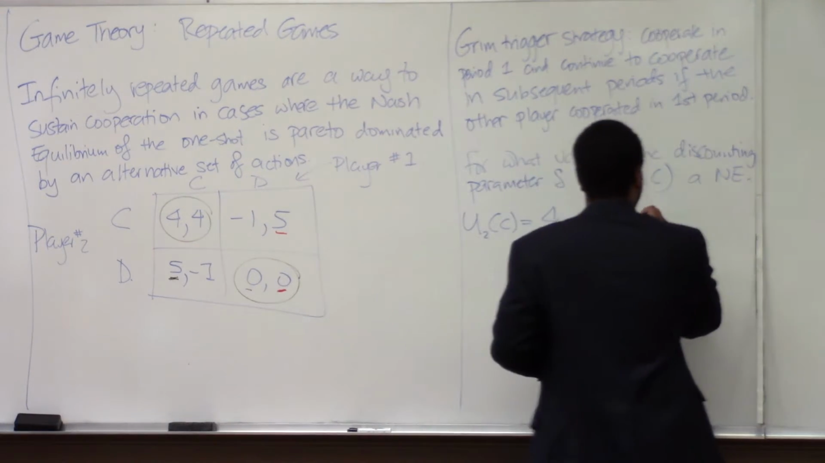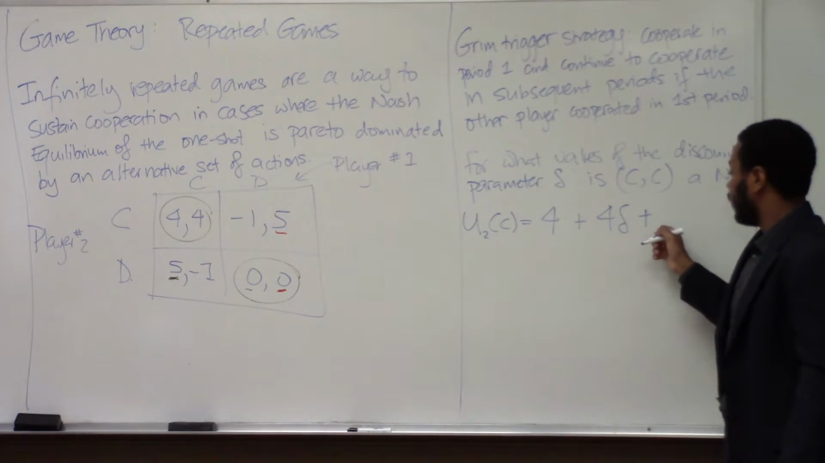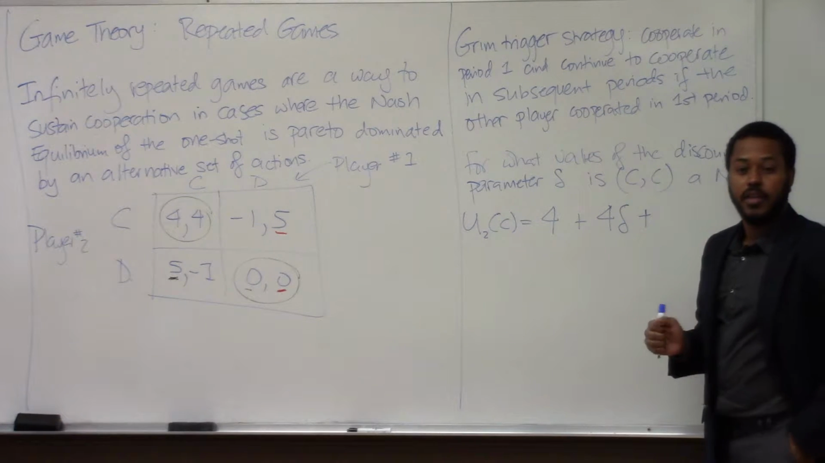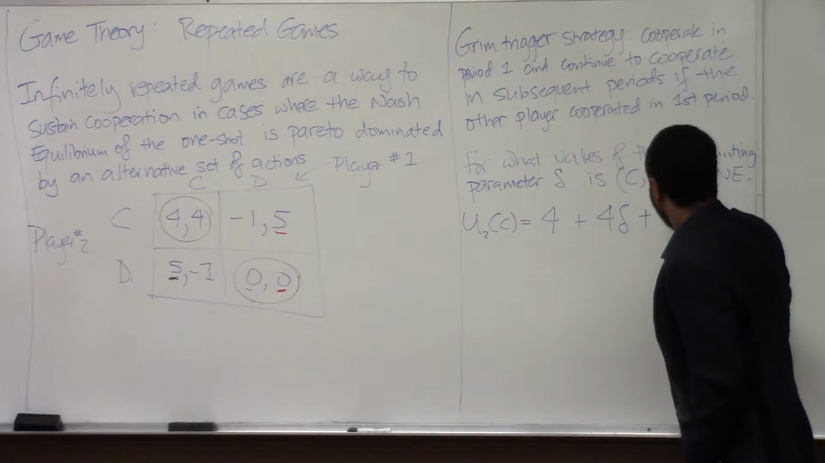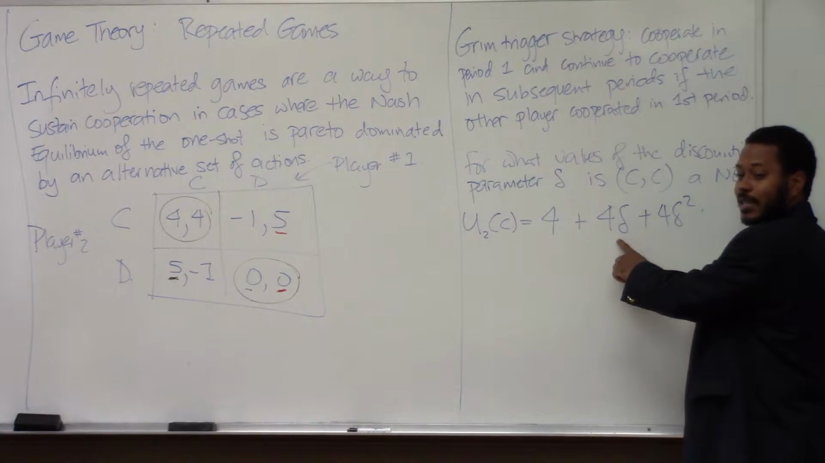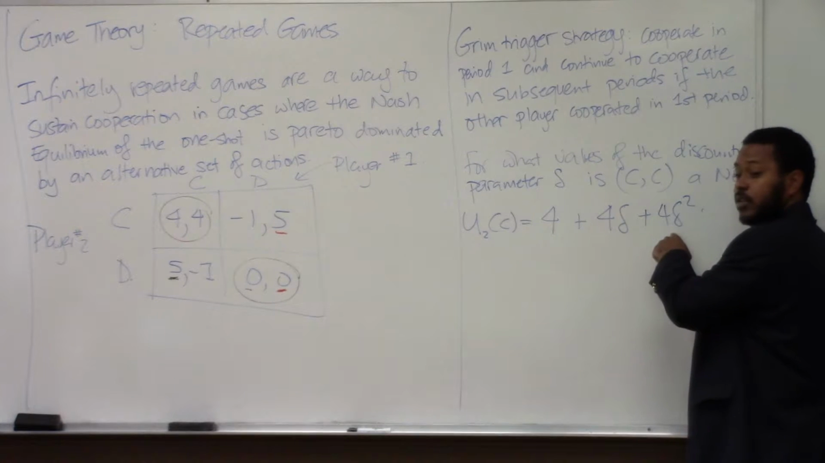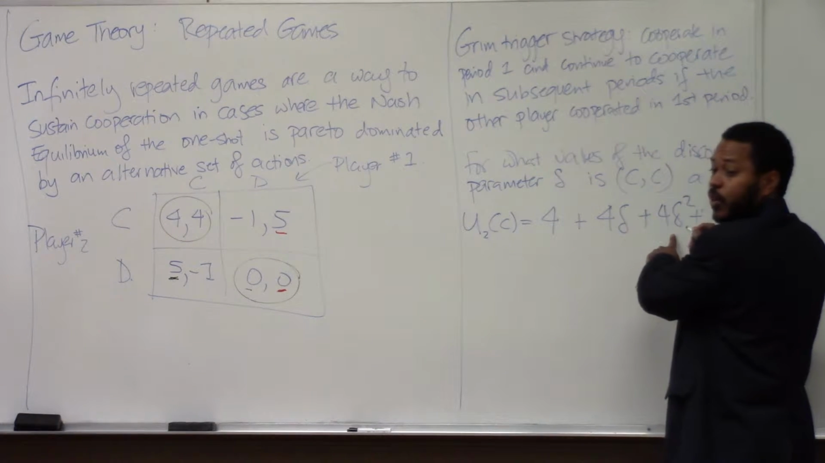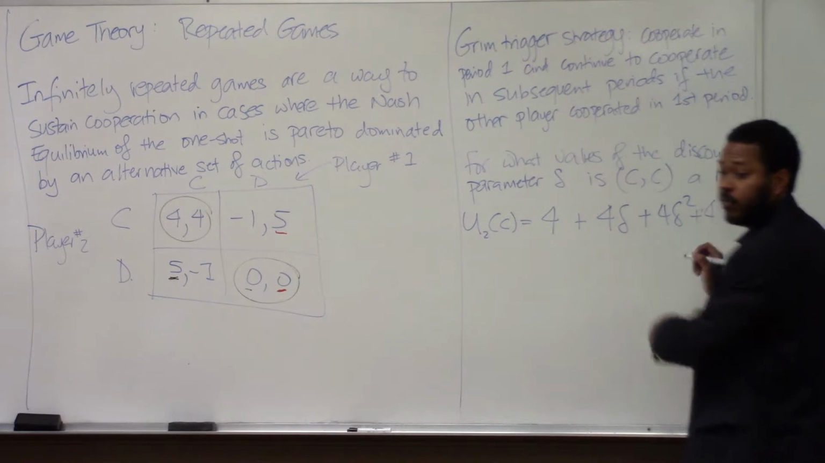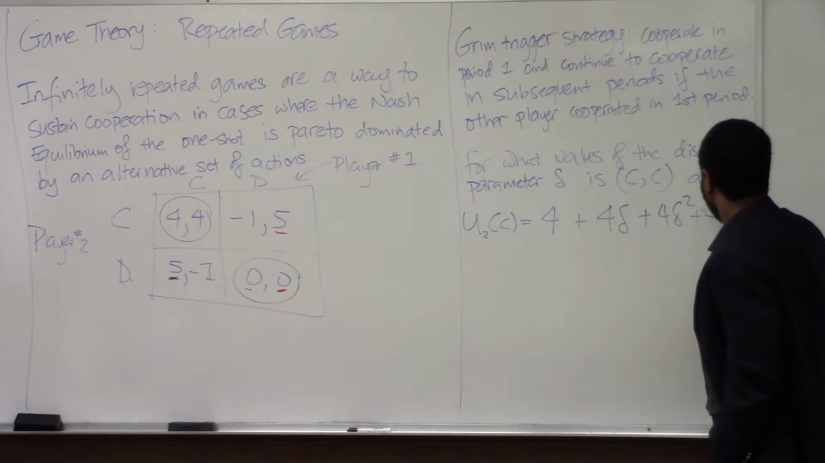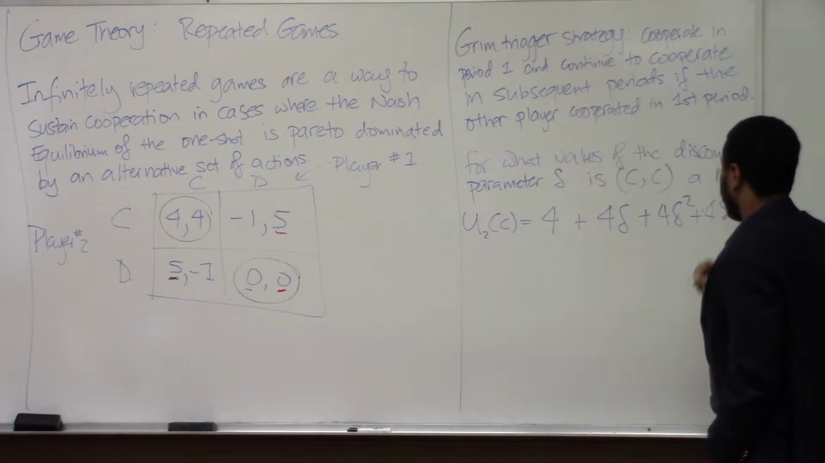And what's going to be the utility in the third period? Delta squared? Yeah, 4 times delta squared, because tomorrow gets discounted by a factor of delta, the day after tomorrow gets discounted by a factor of delta squared. What about the day after that? What do we get? Delta cubed, right? And on and on and on.